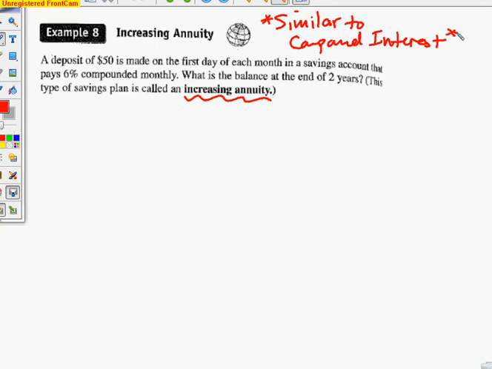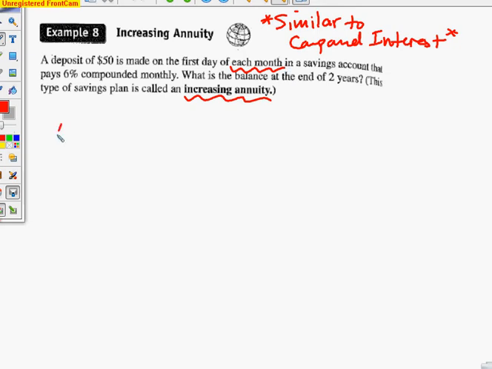It says a deposit of $50 is made on the first day of each month. So when you do compound interest, you put money away and you never touch it, and it just grows interest. Well, now we're going to continue to give money towards this annuity, every month. So that's an important idea. All right. So it says a deposit of $50 is made on the first day of each month in a savings account that pays 6% compounded monthly. What is the balance at the end of 2 years?